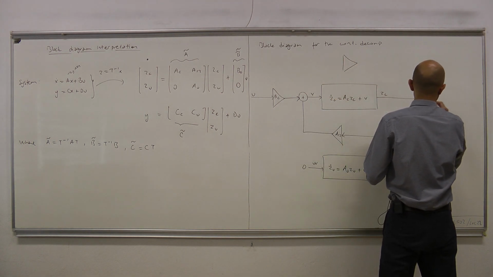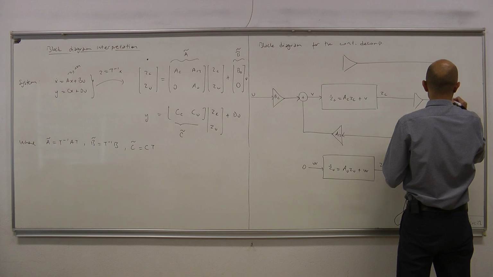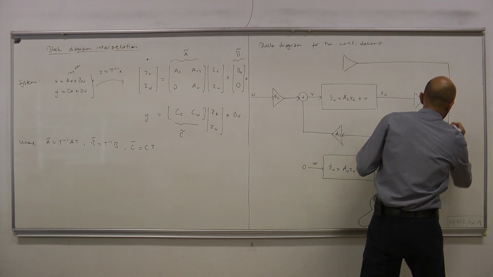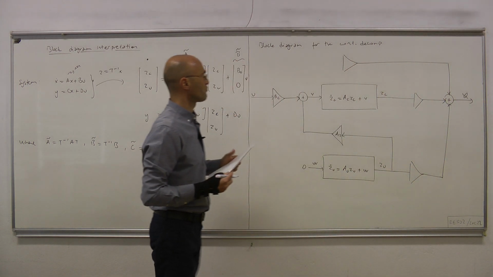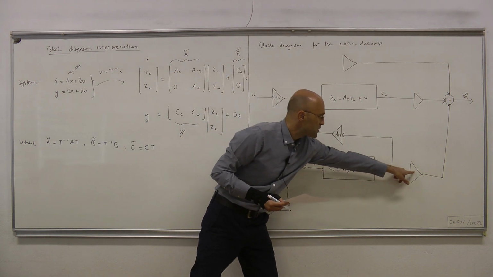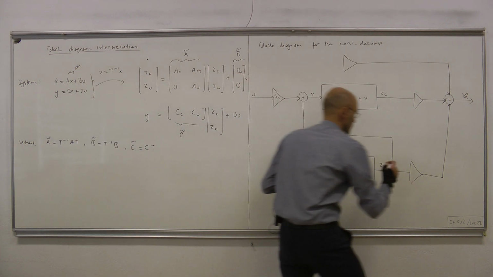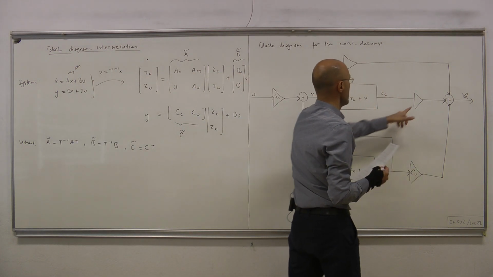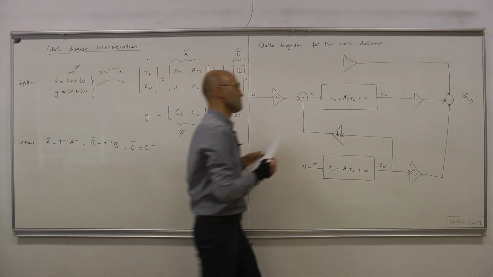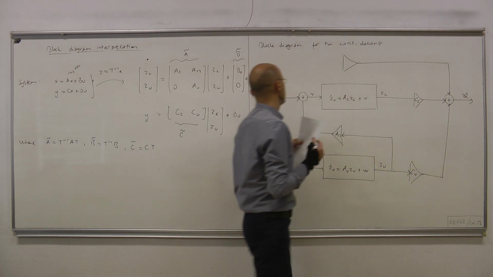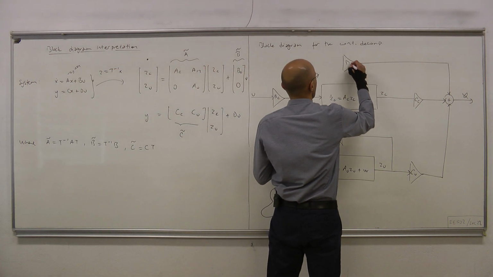Okay. And then what we do is we sum all those signals to produce our output. Okay, this is our Y. Here this is the term coming from ZU, therefore that gain block should be CU. Here we have the term coming from ZC, so that gain block should be CC, and also we have the term coming from the input, so that block is D.